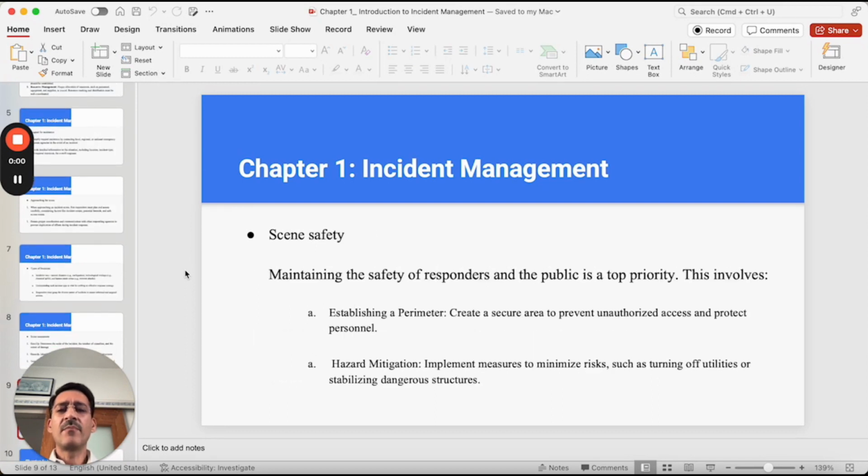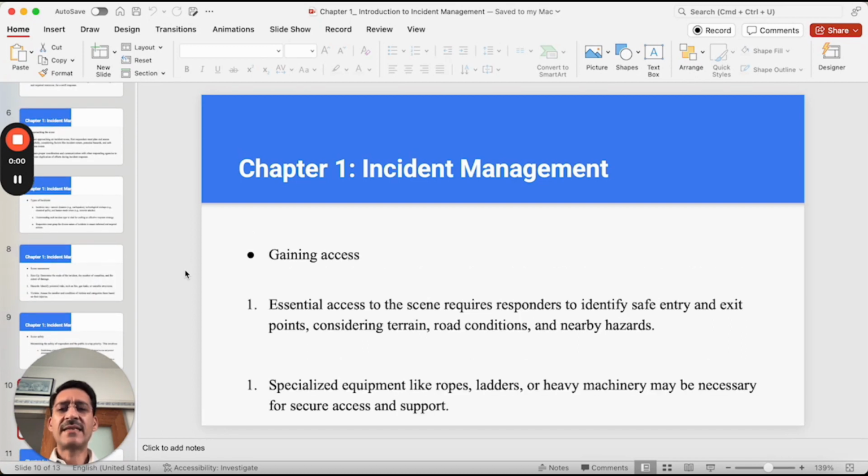Scene safety. Maintaining the safety of responders and the public is a top priority. This involves establishing a perimeter, creating a secure area to prevent unauthorized access and protect personnel. Hazard mitigation. Implement measures to minimize risks such as turning off utilities or stabilizing dangerous structures.